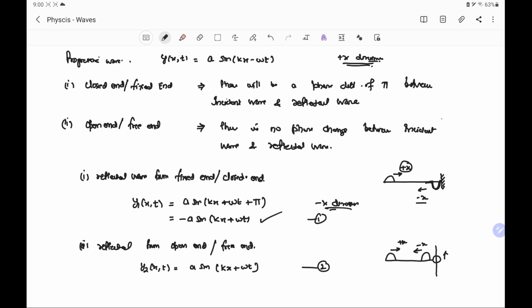So equation number 1 gives the reflected wave from a fixed end, which has a phase difference of π between the incident and the reflected wave, and the second equation gives the reflected wave from a free end or the open end, and this wave has the same phase as the incident wave.